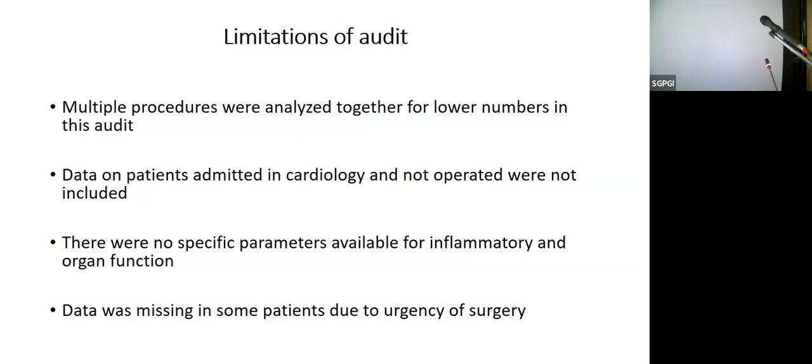There were no specific parameters available for inflammatory and organ function. Actually, CRP and there are finer measures for reflecting inflammation. But we took whatever was available, and for us only NL ratio and CBC were available. So that's why we are not taking the best investigation report to define inflammation. Again, data was missing for some patients due to urgency of surgery. Patients directly landed and we had to operate without proper reports. So for some patients data was missing.